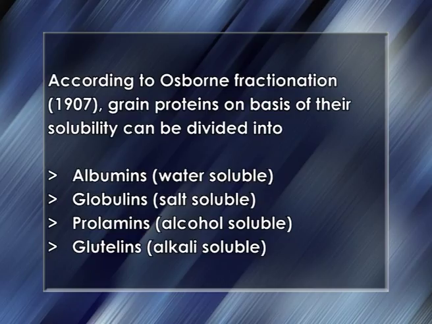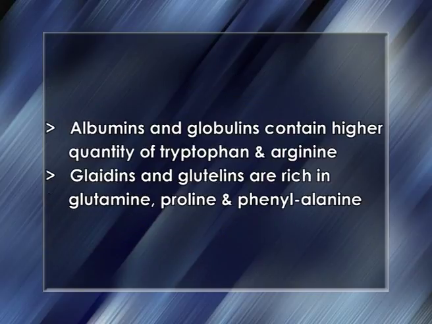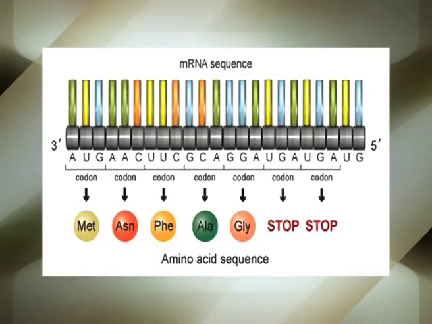According to Osborne fractionation, 1907, grain proteins on the basis of their solubility can be divided into albumins, that is water soluble, globulins, that is salt soluble, prolamins, that is alcohol soluble, and glutenins, that are alkali soluble. Albumins and globulins contain a higher quantity of tryptophan and arginine, whereas gliadins and glutenins are rich in glutamine, proline, and phenylalanine. Amino acid sequencing indicates that the storage proteins of wheat, rye, barley and oats are closely related and differ from those of other cereals.